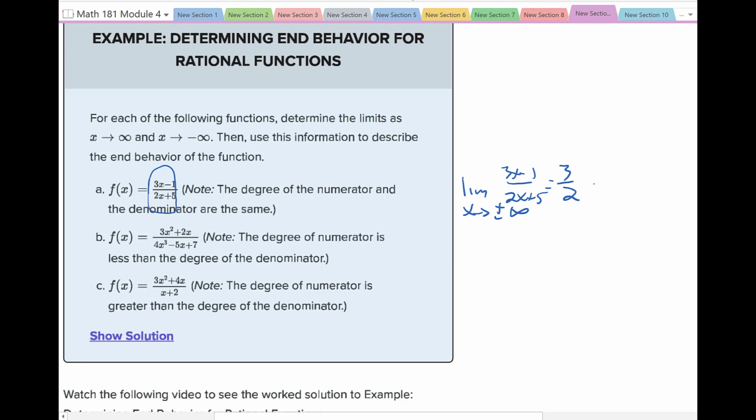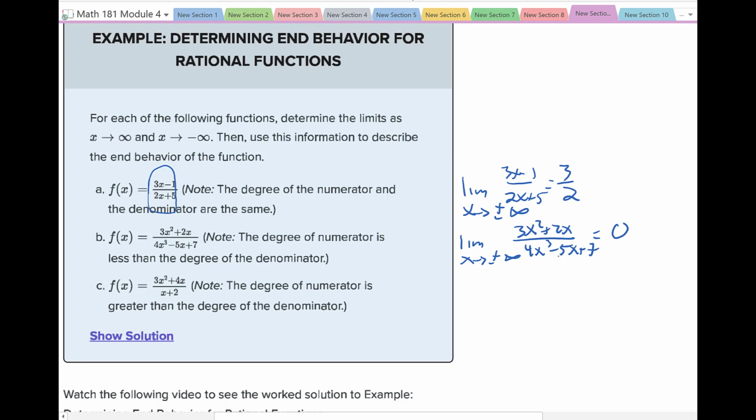It's the same on both of them, leading coefficient over leading coefficient. And the next one, it's a bigger degree down below than on top, so our limit as x goes to plus or minus infinity of 3x squared plus 2x over 4x cubed minus 5x plus 7 is just going to be 0, because the denominator is going to get bigger much faster.